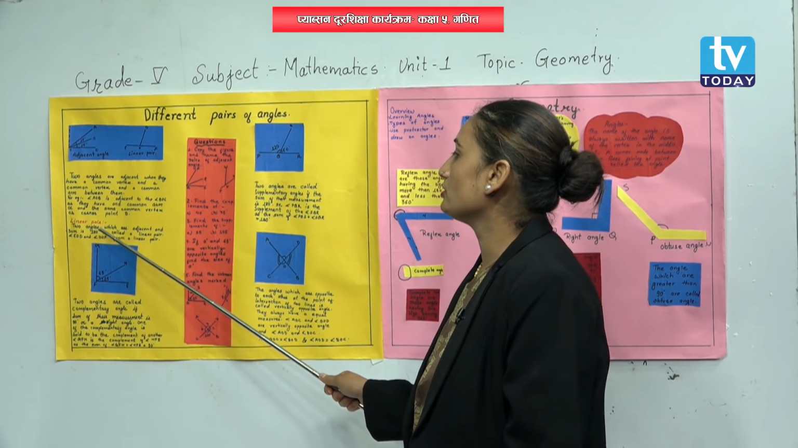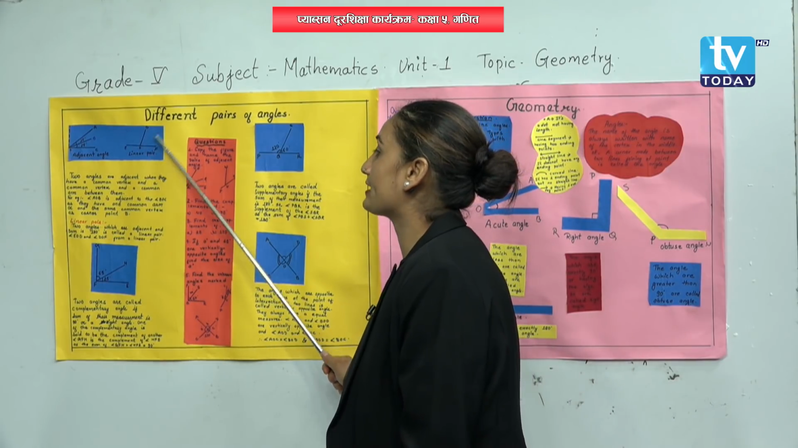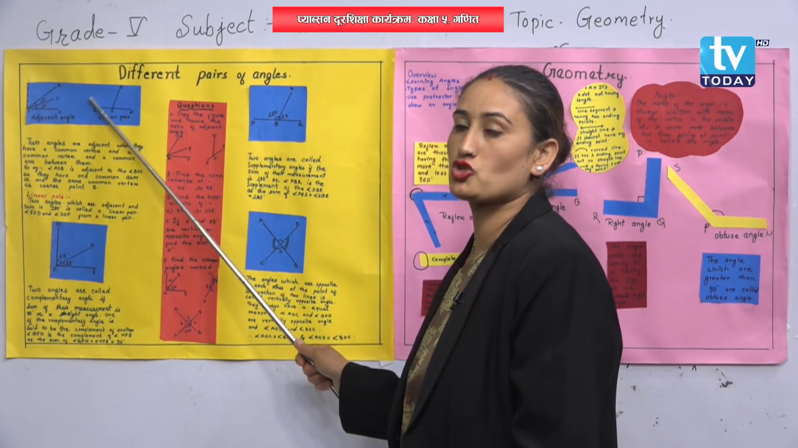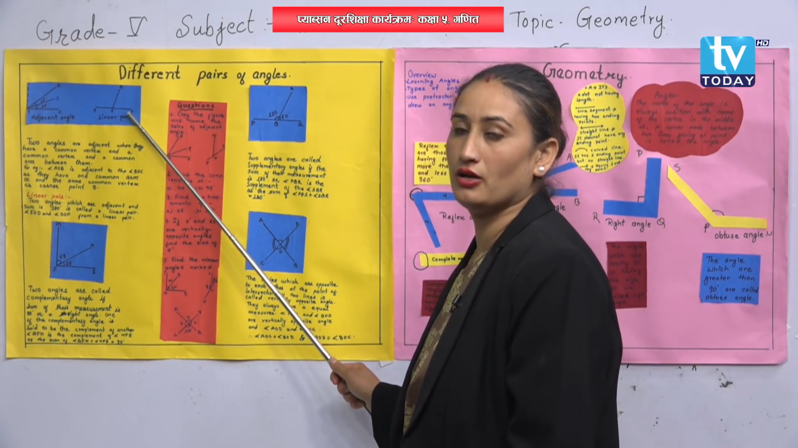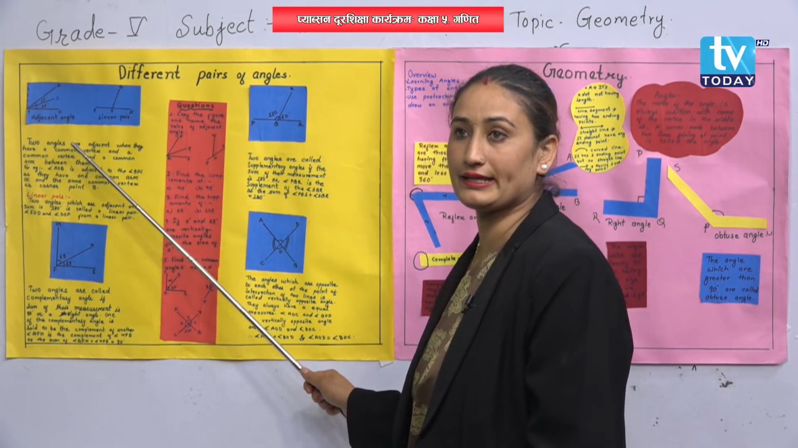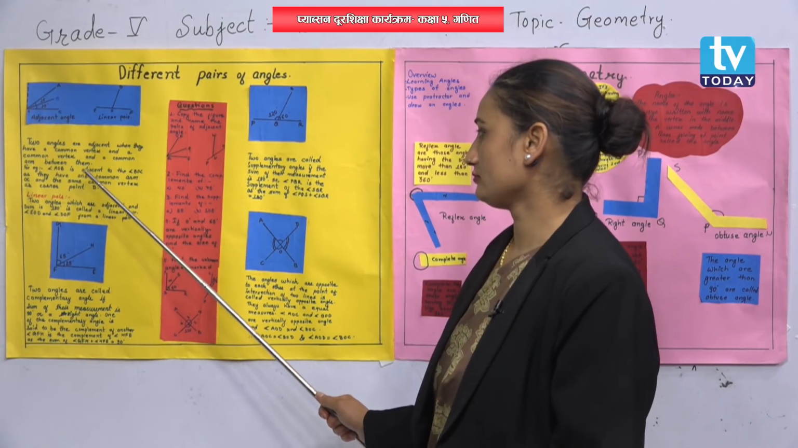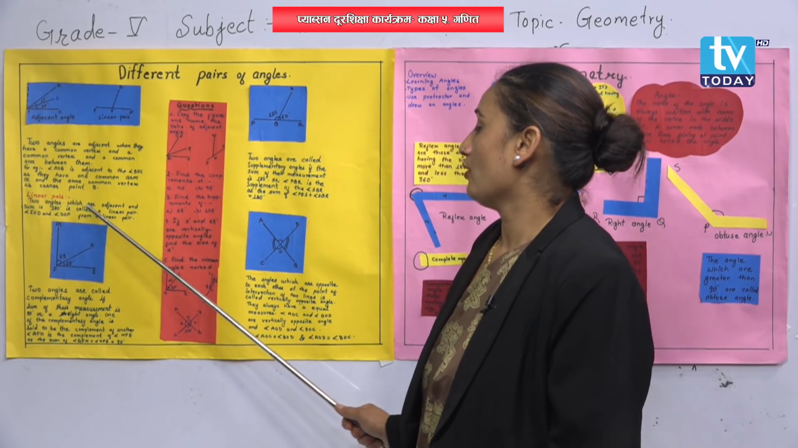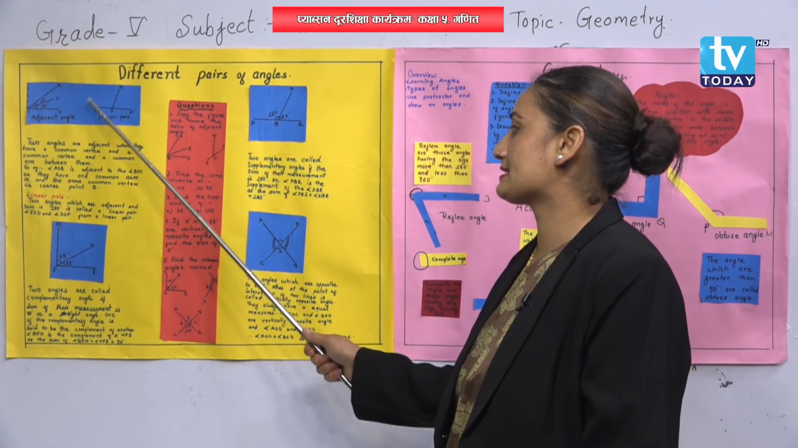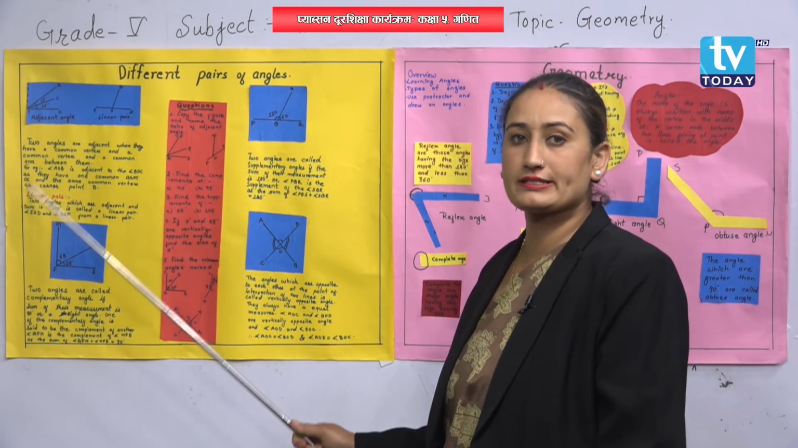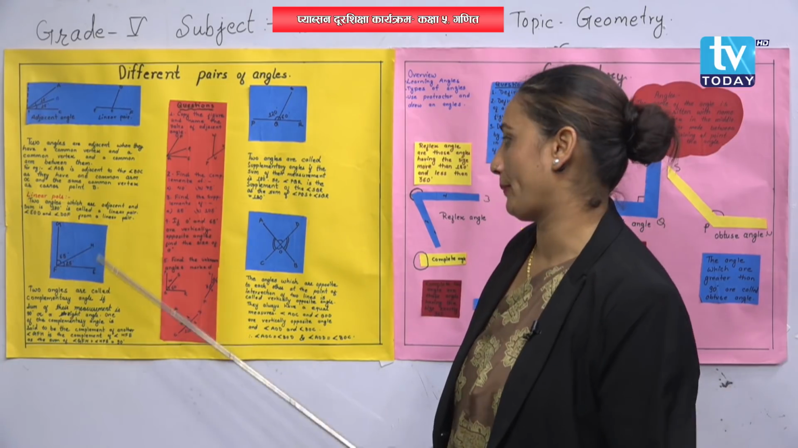So these are two angles which are adjacent, and their sum is 180 degrees. If I add these two angles, EOD and DOF, then the sum will be 180 degrees. So if their sum is 180 degrees, then we call it a linear pair. Do you understand? So let's move to the next topic.